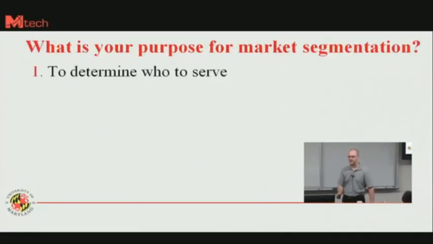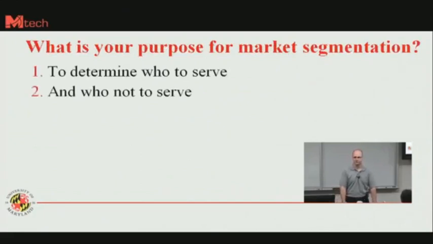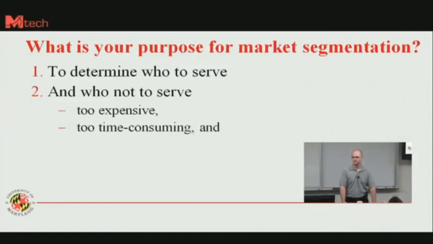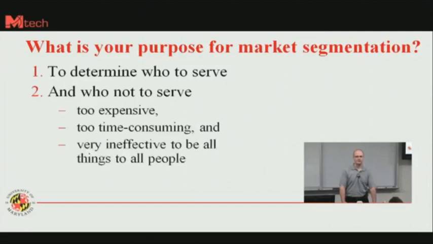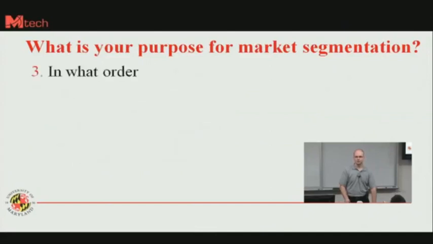So when we think about why segment, it helps to determine who you're going to serve. More importantly, it helps to determine who you're not going to serve, in the context of things that might be too expensive to serve everyone, might be too time-consuming to serve everyone, and it might just be ineffective. People want different things for different purposes. And so by that measure, when you think about segmentation, it should help you figure out who I want to serve in what order.